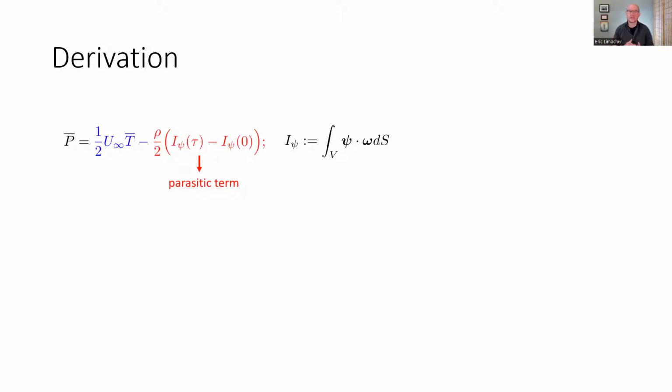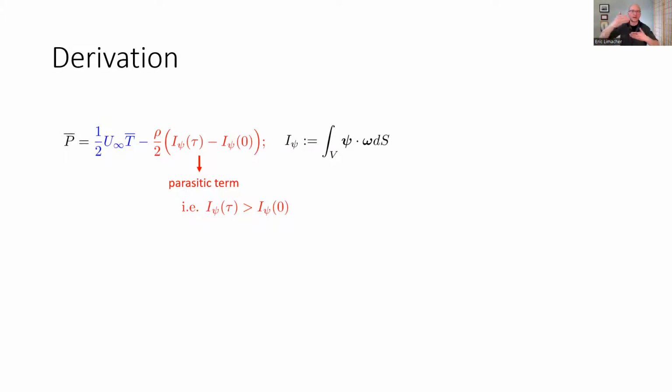Where this now actually gives us a performance limit we can talk about is if we note that this second term is expected to be a purely parasitic term. And what I mean by that is that at time tau, this vortical wake energy term is always going to be greater than at time 0, or at time t plus tau versus time t.